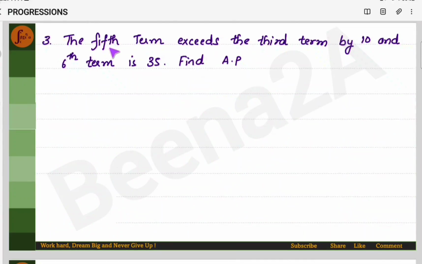Let's take another problem. The fifth term exceeds the third term by 10 and the sixth term is 35. Find the arithmetic progression. That is, we'll have to come up with the sequence of numbers, starting from the first term. We'll have to find the AP, the sequence. We don't know what it is, right?